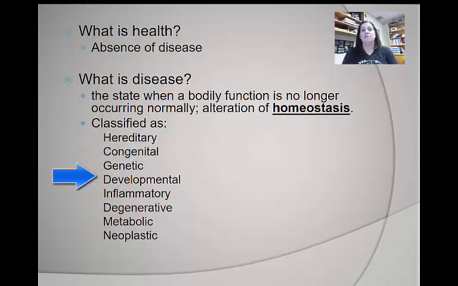We also see that there are some developmental diseases. When we look at developmental, this means that it does cause effects on the development of an individual. It could affect their walking ability, like learning how to walk, learning how to crawl, learning how to sit up. It could affect their talking.